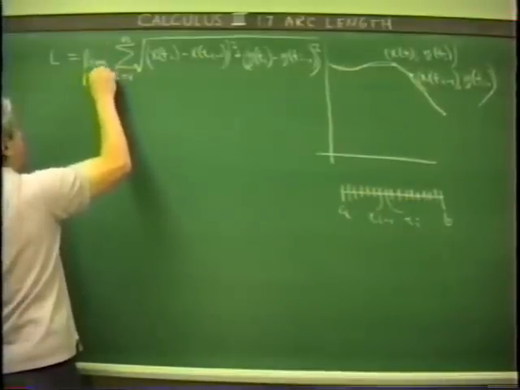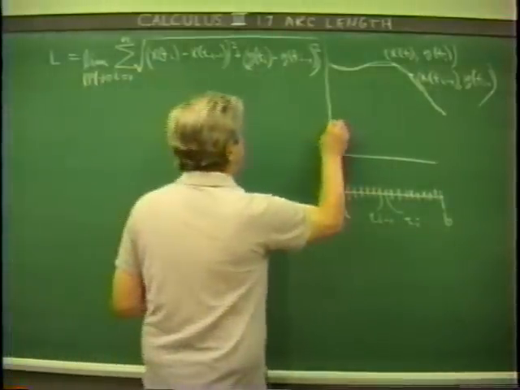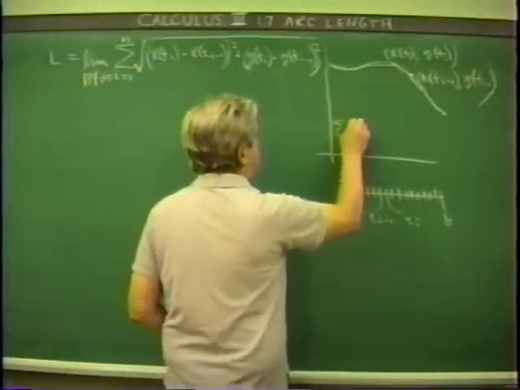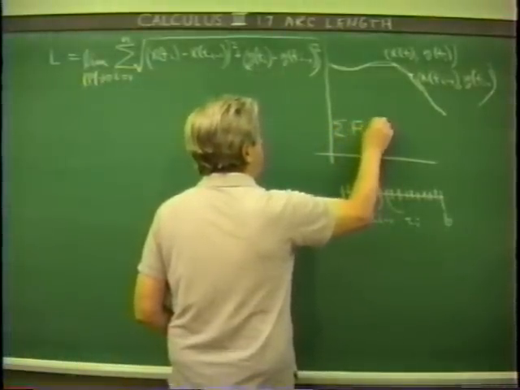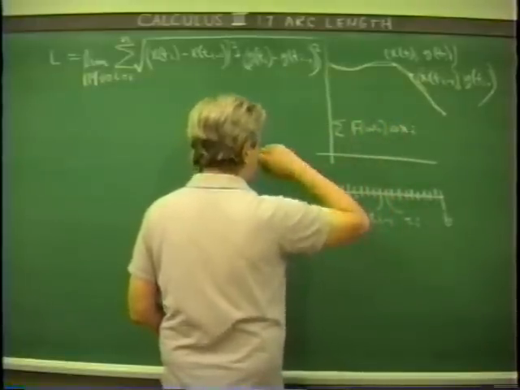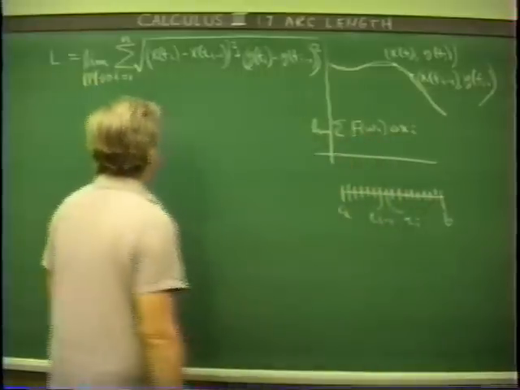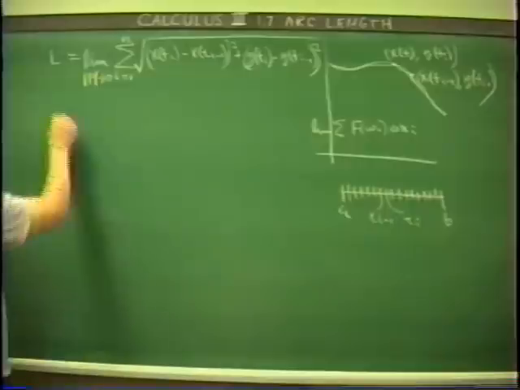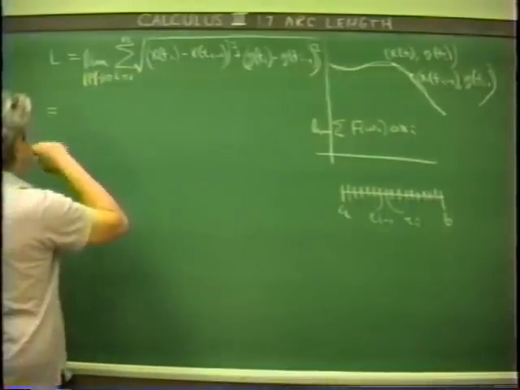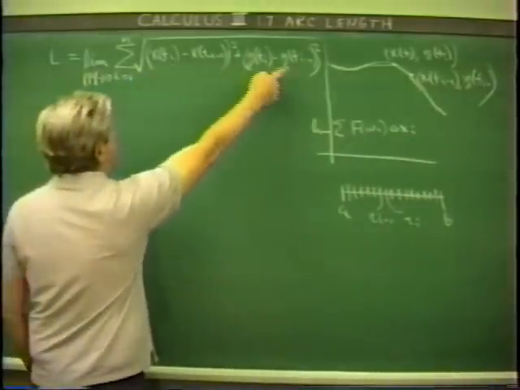And if we want this to become more and more exact, we can let the partition get smaller. And in the limit here, as the norm of the partition goes to 0, we should have the length. Now, we'd like this to look like a summation of f of wi delta xi, or f of wi delta ti, and the limit, because then this would correspond to an integral. We don't have this at present. Let's see what we can do with this.